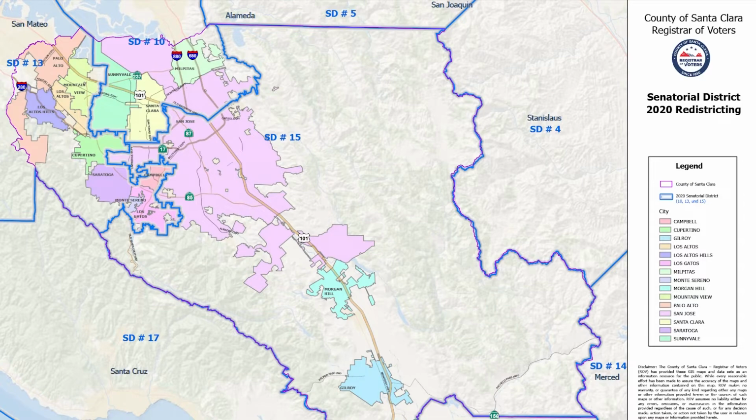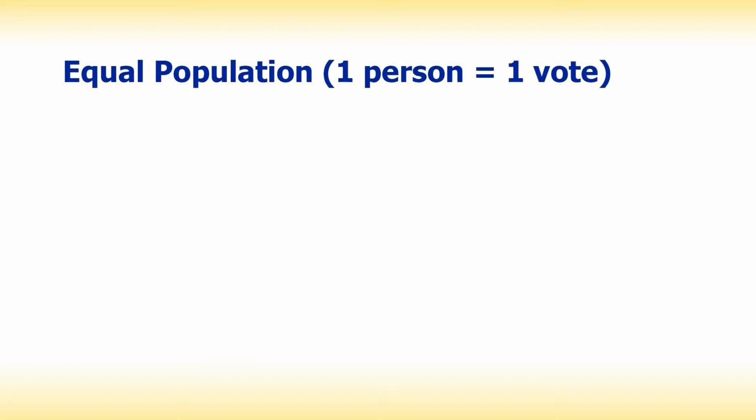What are the key points to consider when drawing the lines? Districts must be of equal population. Districts must comply with the one person, one vote principle of the Voting Rights Act, which ensures minority voters have an equal opportunity to elect representatives of their choice.